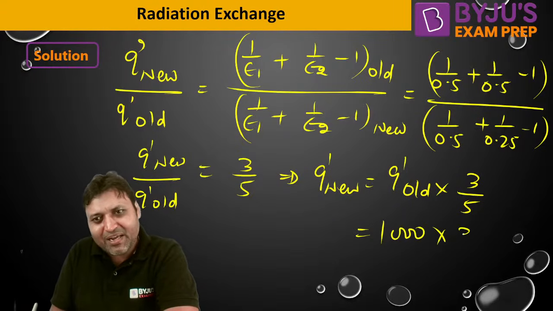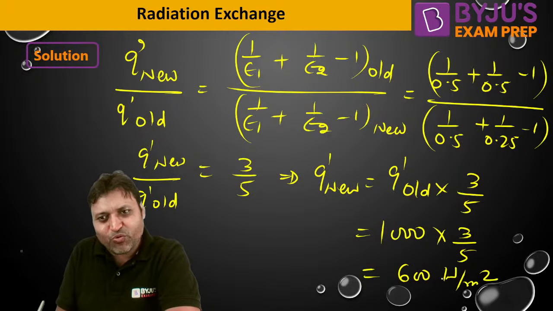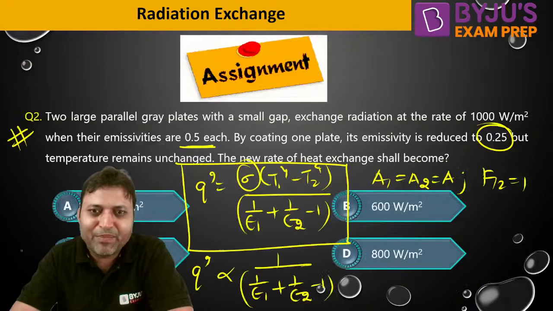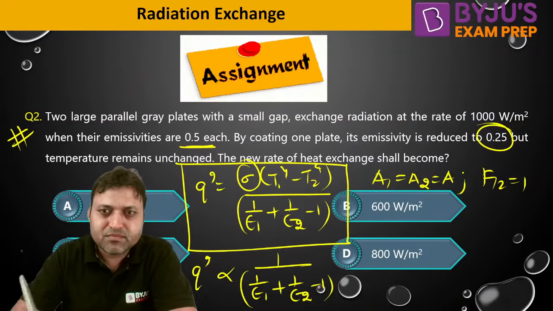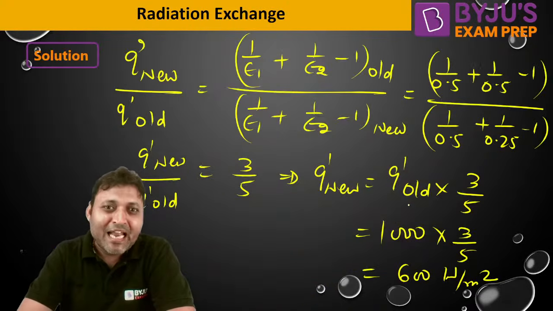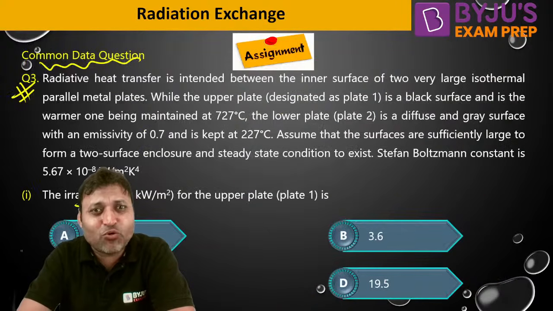1000 multiplied by 3 by 5 will give you 600 watt per meter square, isn't it? That will give you 600 watt per meter square. Option B, again option B is correct. Now the next question, I hope it is clear to everyone.